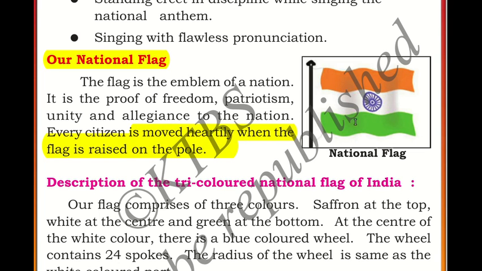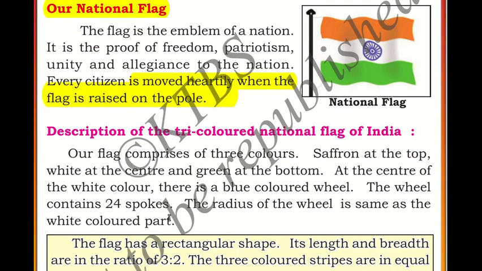Okay? So this is the national flag of India. Let us learn more about it. The description of the tricolored national flag of India. Our flag comprises 3 colors: saffron at the top, white at the center and green at the bottom. So it's also called the tricolor. It has saffron, white and green.